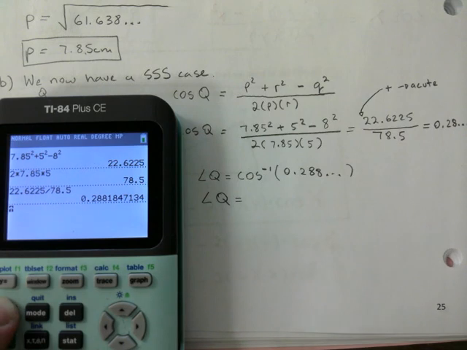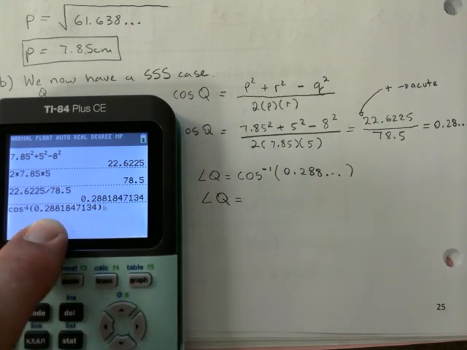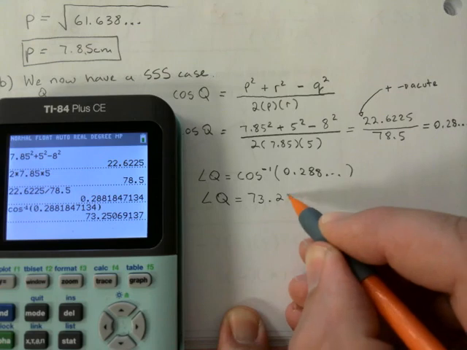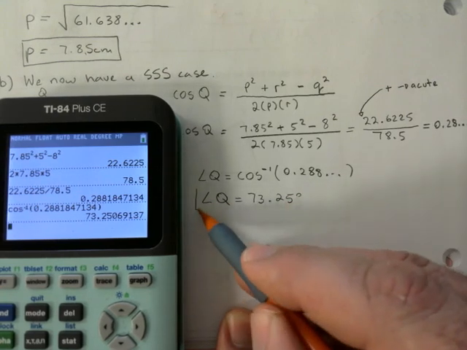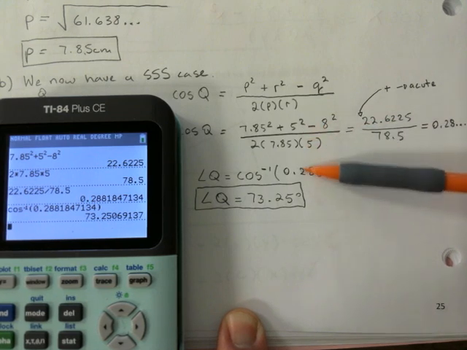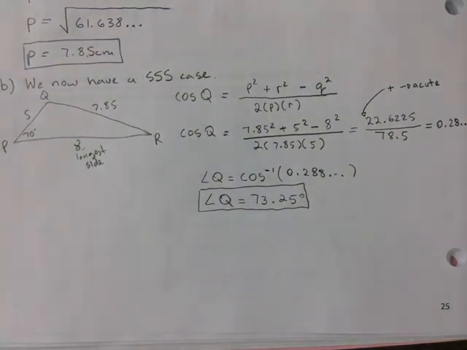So I go second cosine, and then I just copy paste, right? Paste that into it, and you get 73.25 degrees. So guess what? It's basically 3 lines, right? If you do it the way I did it here, it's 3 lines and you're done.